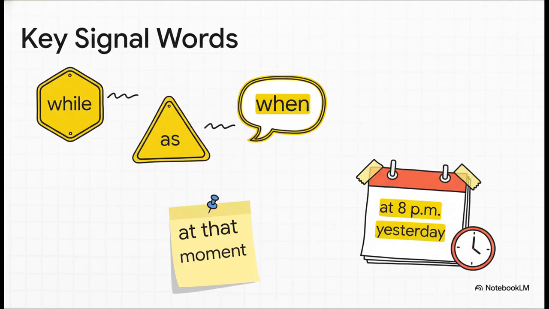You're going to want to keep an eye out for these signal words. Think of them as clues. Words like while and as are a huge giveaway that a longer action is being described. And anytime you see a really specific past time, like at 8 p.m. yesterday, that's a massive hint you probably need the past continuous.